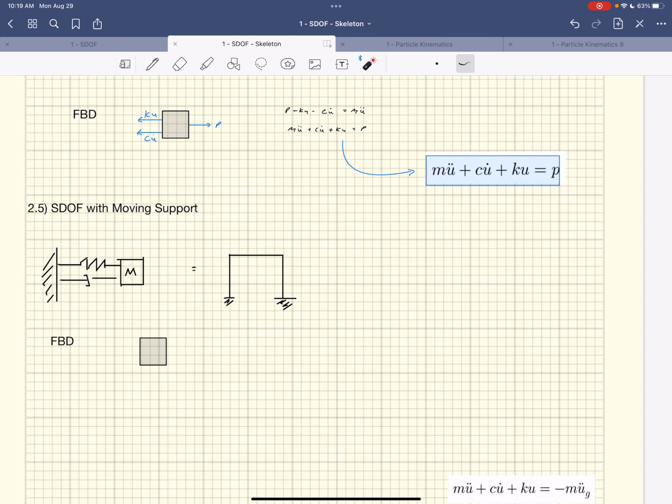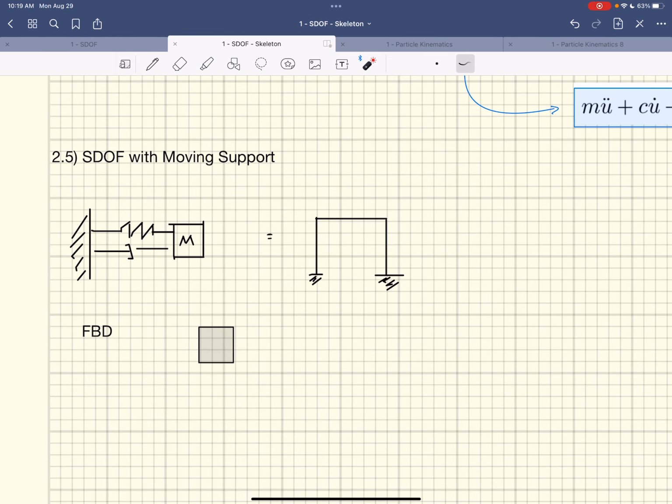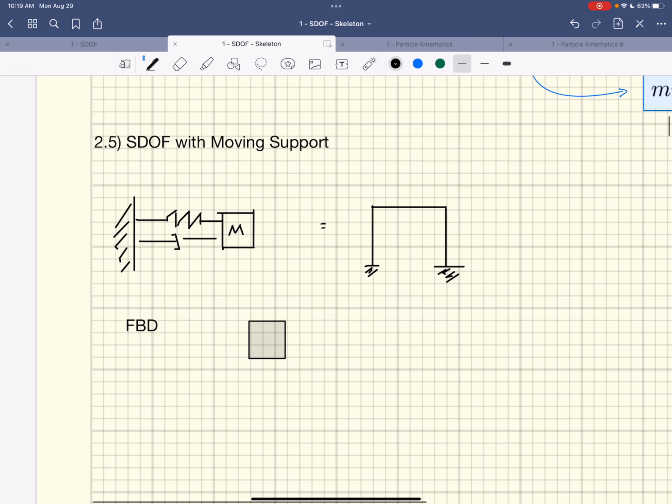So this would be a system where these are earthquakes, basically, right? So here's our system. We've got the same spring mass system. The ground is going to move, so we're going to call that UG. It's also going to have a velocity, UG dot, and it's also going to have acceleration, UG double dot. There'd be a case where the ground can move, okay?